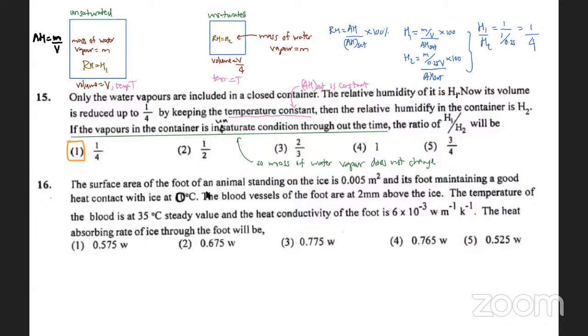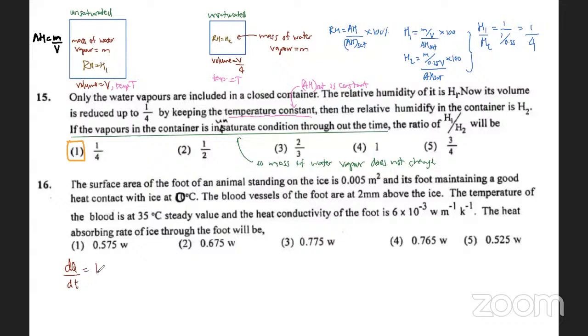16th one. The surface area of the foot of an animal standing on ice is 0.05 meters squared, and its foot maintaining a good heat contact with ice at 0 degrees Celsius. The blood vessels of the foot are at 2 millimeter above the ice. The temperature of the blood is at 35 degrees Celsius steady value, and heat conductivity of the foot is 6 into 10 power minus 3. Wow, easy. It should be very easy. What is the answer, everyone? They have given you the numbers and they are asking you to just substitute and get the answer.